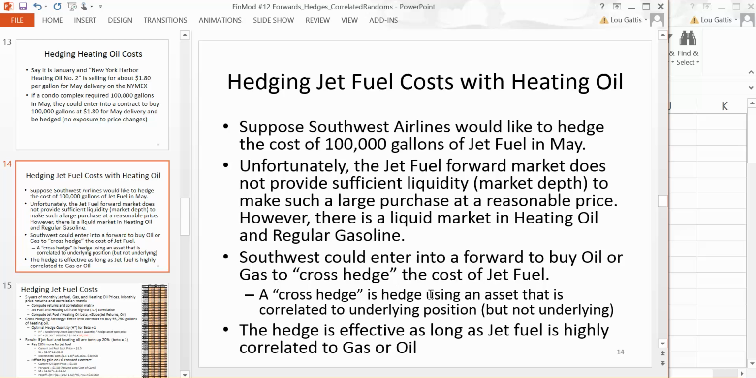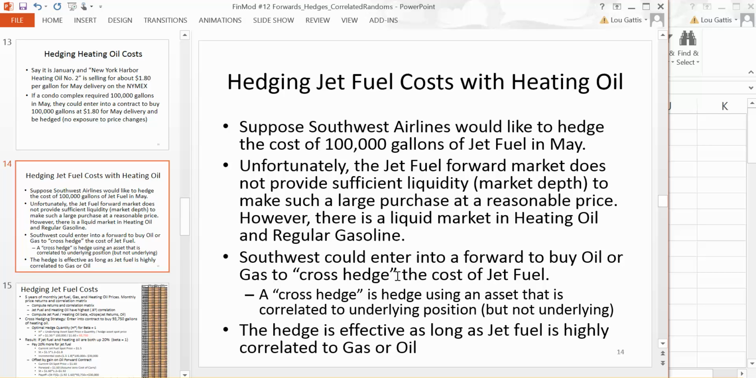Now, a cross-hedge is a hedge using an asset that is correlated to the underlying position but not the underlying. In other words, as long as jet fuel and, say, oil prices move together, Southwest could enter into a contract to buy heating oil for May, even though it doesn't need it. But as long as heating oil and jet fuel move together, they can hedge their position. Specifically, if jet fuel prices and heating oil prices spike after Southwest enters into a forward contract to buy heating oil, Southwest will make a lot of money on their heating oil contract.